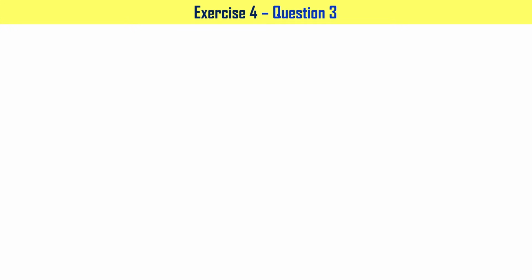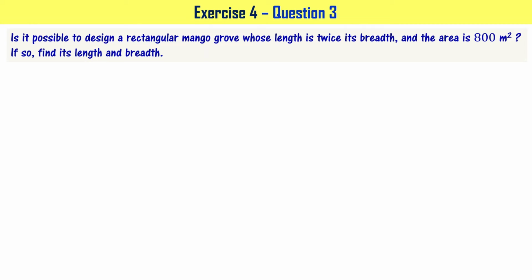Question number 3: is it possible to design a rectangular mango grove whose length is twice its breadth and the area is 800 meters square? If so, find its length and breadth. The first part of the problem statement is: is it possible to design a rectangular mango grove whose length is twice its breadth and area is 800 meters square?